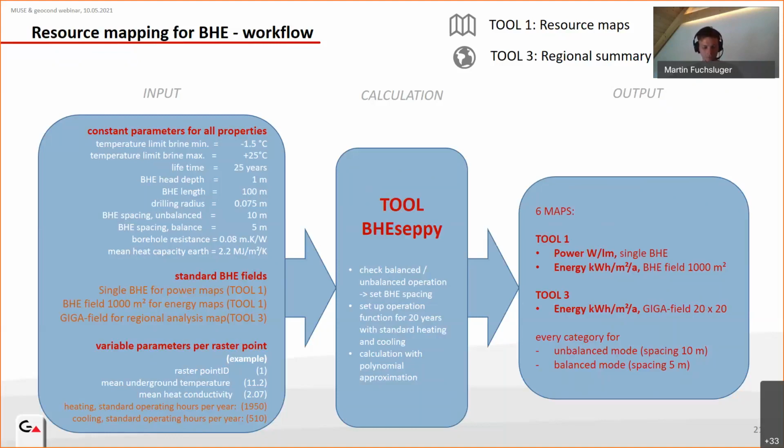And for tool 3, this map is hidden. It's just for the regional summary and overview, to include also that everybody can use borehole heat exchangers.